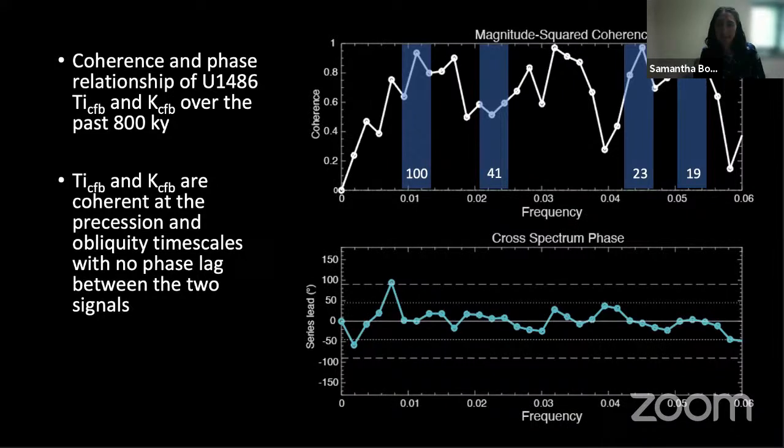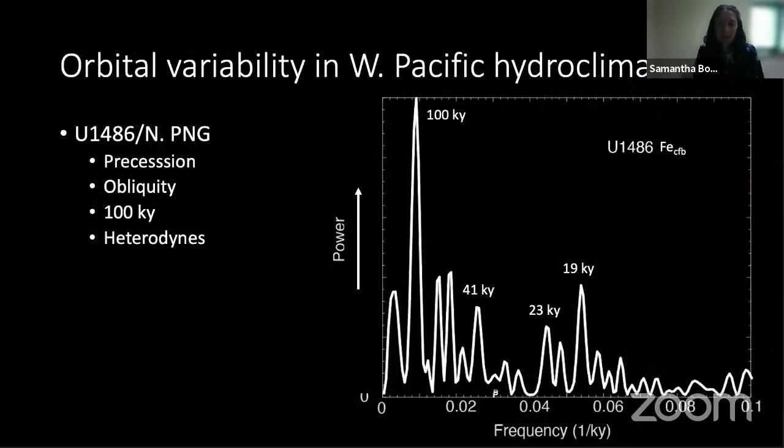So for the most part, these elements are behaving the same over the late Pleistocene in response to changes in orbital forcing. So for now, we'll use iron to look at the orbital response at our core site, but know that this is consistent with the other two proxies for the most part.